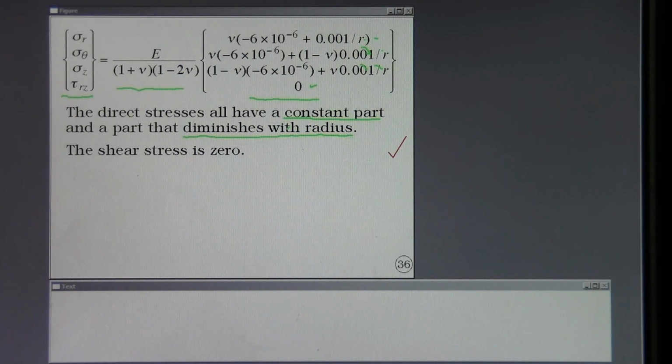Well, that completes our solution for the stress and strain throughout the element.